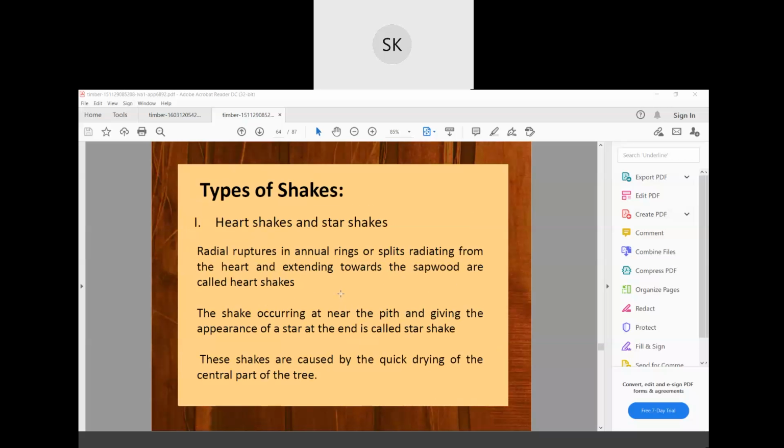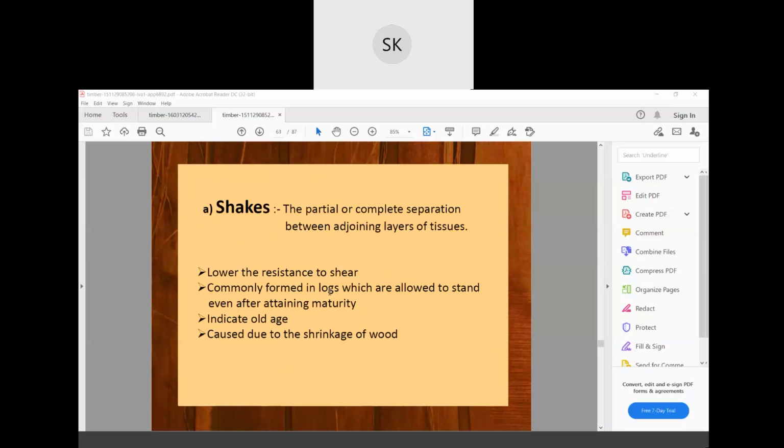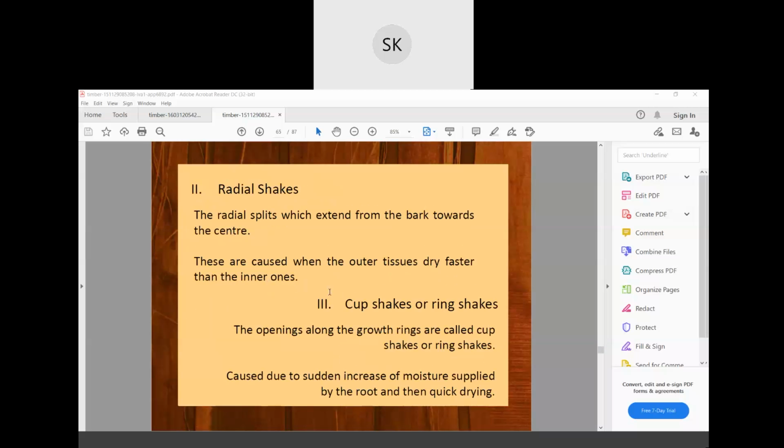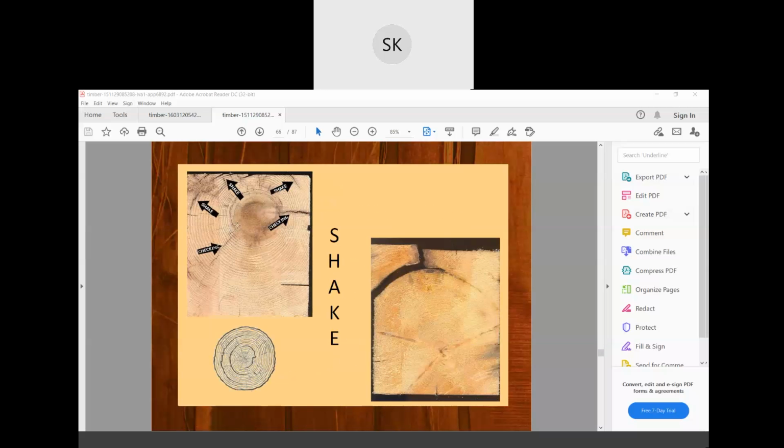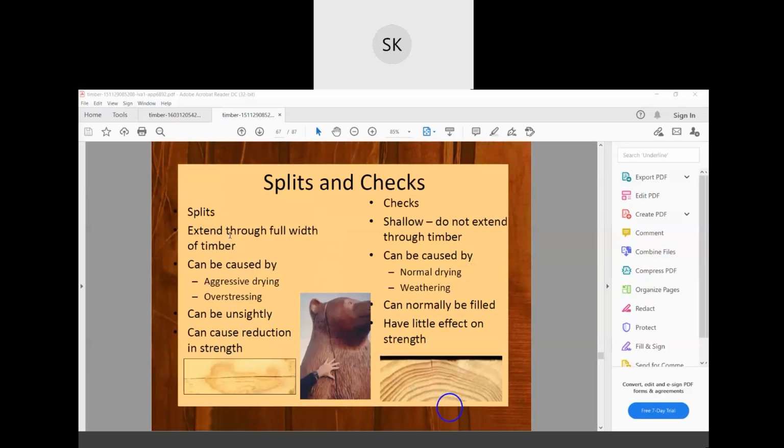Radial ruptures in annular rings or splits radiating from the heart and extending towards the sapwood are called heart shakes. Let me show radial rings. So when it goes from the heart to the sapwood, this is the heart shake, you can say. When it comes from this soft part to the hard part.